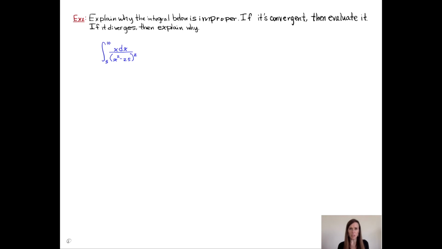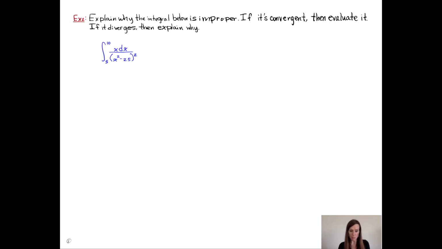An integral can be improper because one or both of its bounds is infinite, or because one or both of the bounds would cause a discontinuity in the integrand. The other option is that there is a number in between your two bounds that would cause the integrand to be discontinuous on that interval of your bounds.